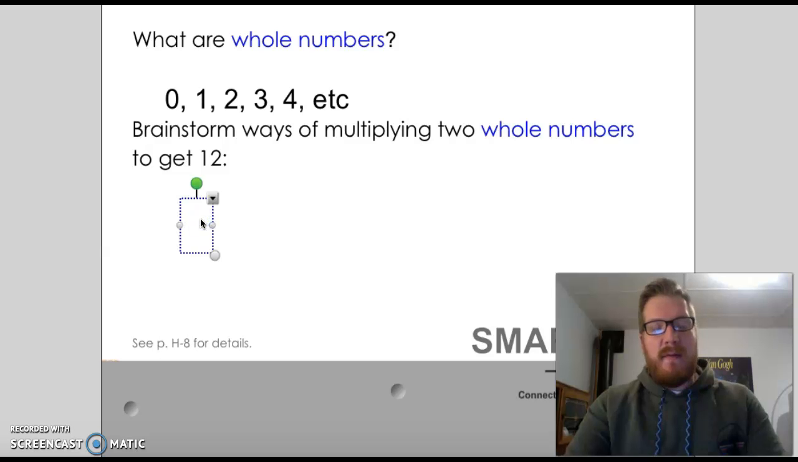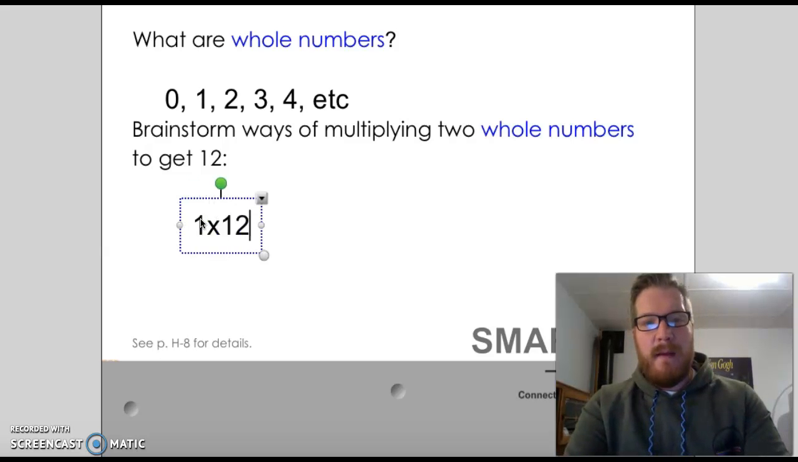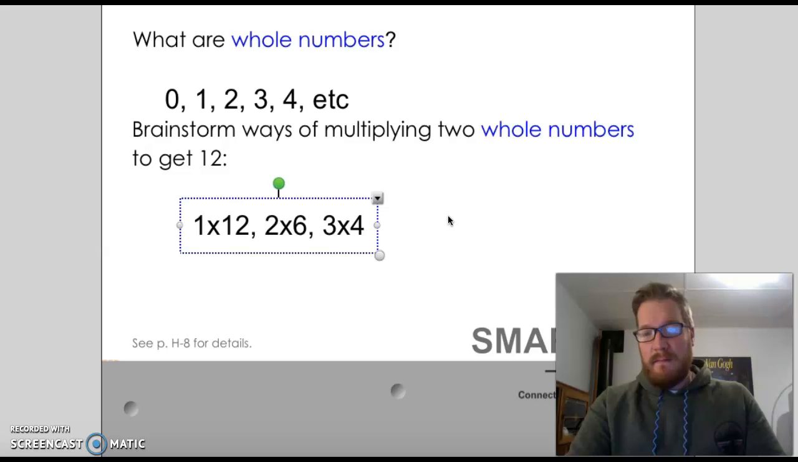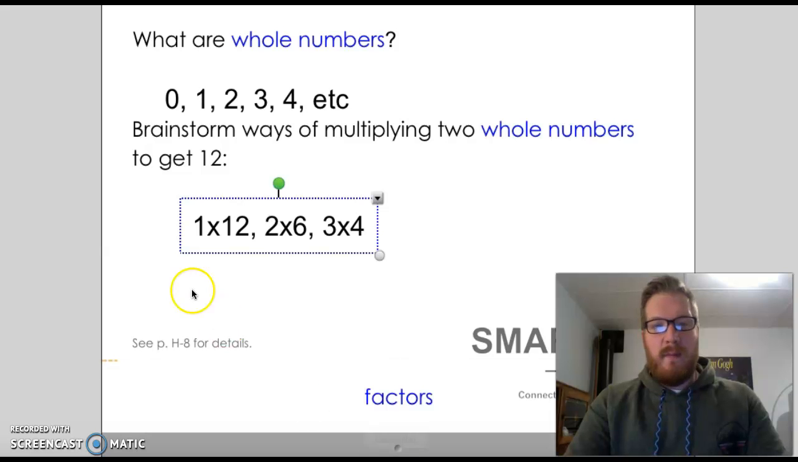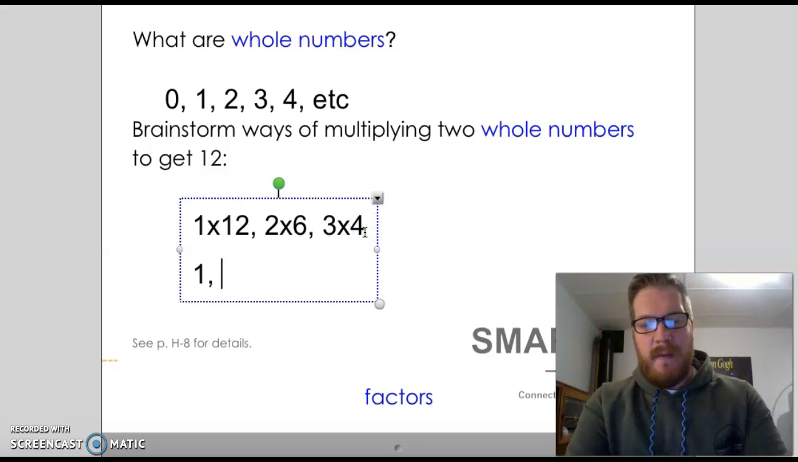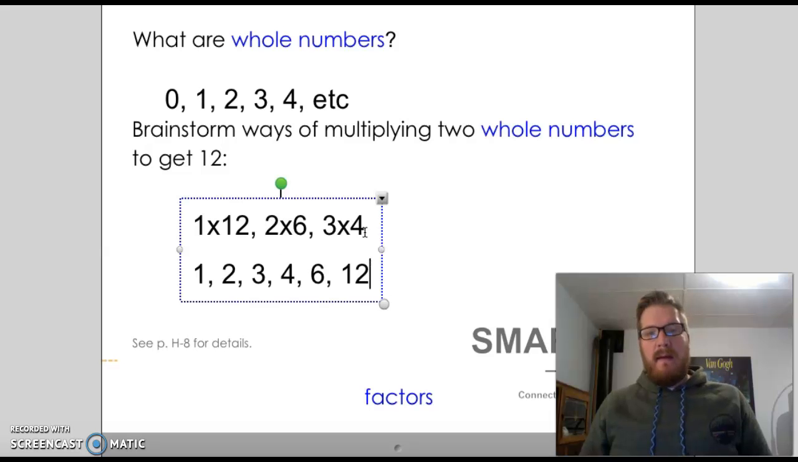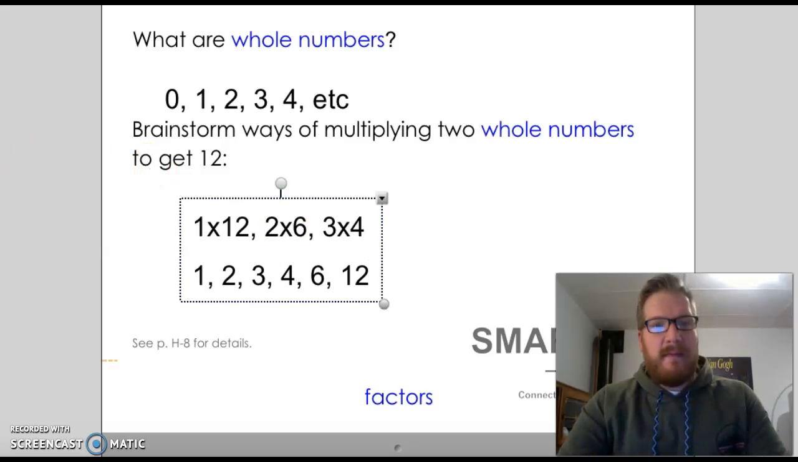And so when we do that, we get things like 1 times 12, we get 2 times 6, and we get 3 times 4. And all of those numbers multiplied together give us 12, right? 1 times 12 is 12, 2 times 6 is 12, etc. And so those individual numbers are called factors. And so what we can do is put them in order and say, well, 1, 2, 3, 4, 6, and 12, those are the factors of 12, okay? And finding number pairs that multiply to that given number helps us to generate factors. So let's move on to the next slide.